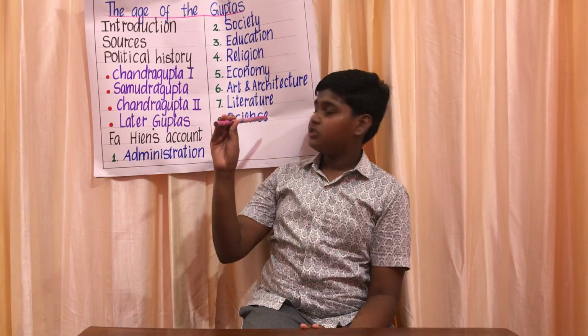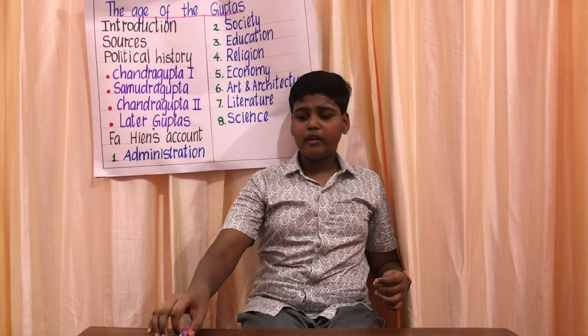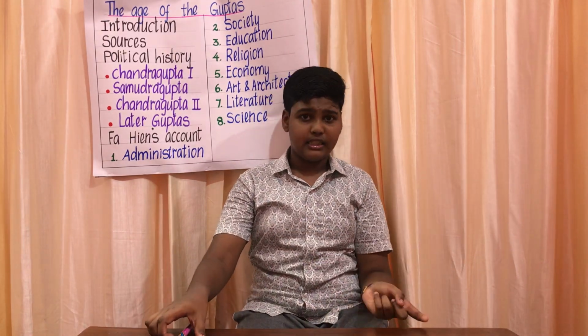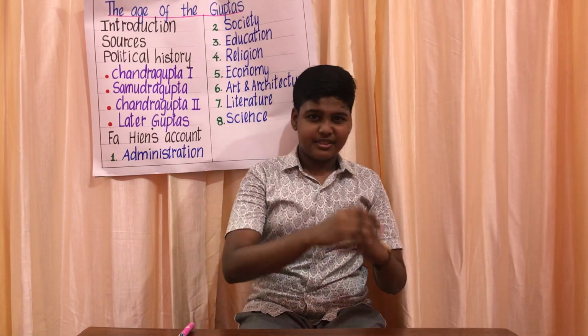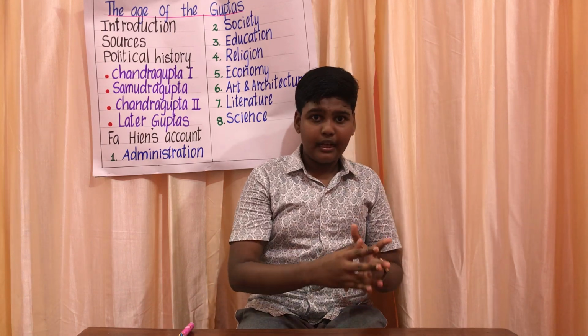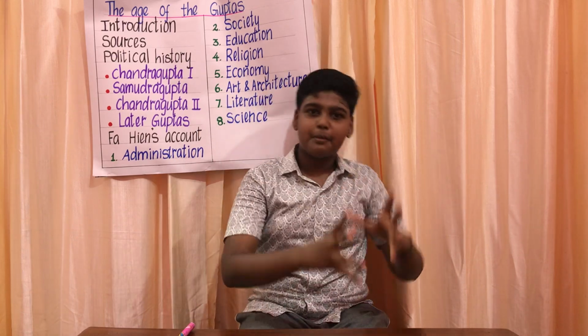Next is the most critical topic, literature. Now we learn about the literature. Most of the Gupta rulers were patrons of art as well as patrons of literature. The most famous one is Kalidasa. Kalidasa is one of the nine gems. We learn about him from the Allahabad inscription too, because it was written by Harisena, a court poet. Kalidasa is the most famous poet and also dramatist of this period.